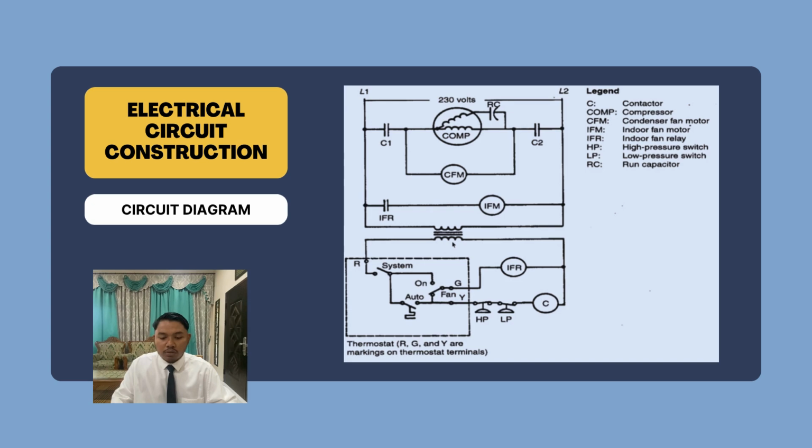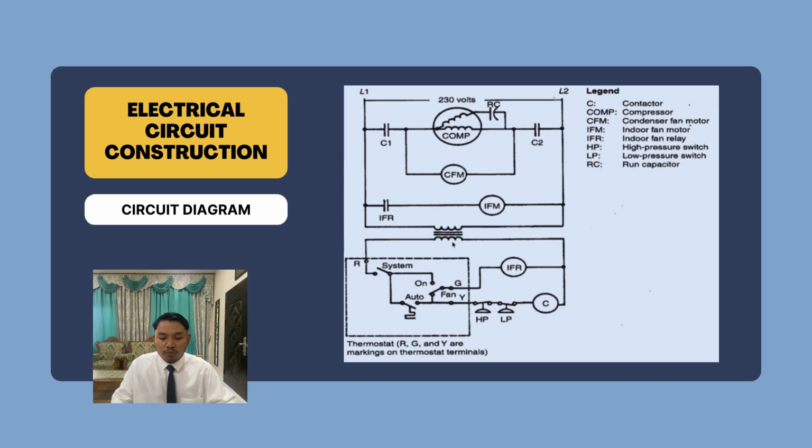Cooling circuit activation: when cooling is requested and Y is closed, the circuit flows through the high pressure switch and low pressure switch, then to the contactor coil. These high pressure and low pressure switches act as protection: high pressure cuts off if pressure is too high, low pressure cuts off if pressure is too low. Contactor activation: if both pressure switches are closed at normal pressure, the contactor coil is energized. This closes the main contactor contacts, supplying 230 volts AC to the compressor and the condenser fan motor.